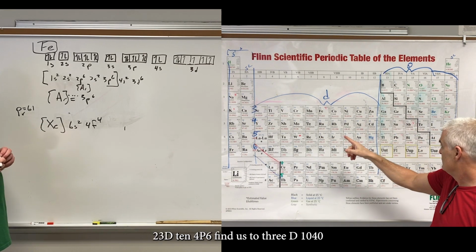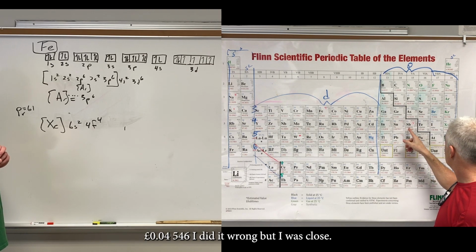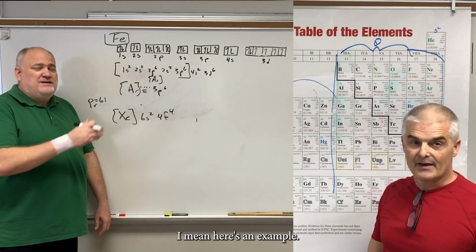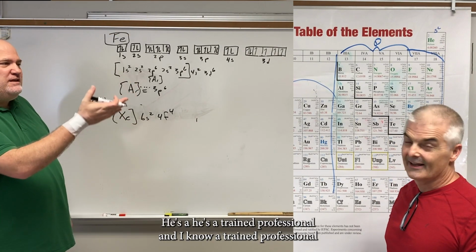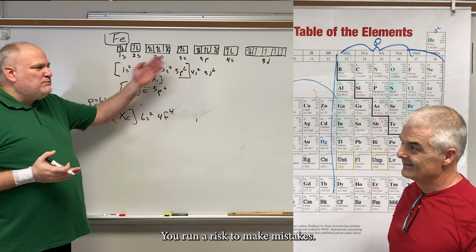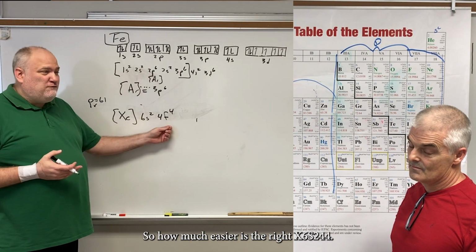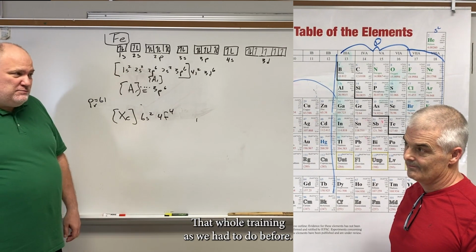4p6, 5s2, 4d10, 5p6. I did it wrong, but I was close. Here's an example: he's a trained professional, and I even screwed up. Having to do that many, you run a risk of making mistakes. So how much easier is it to write Xe 6s2 4f4 than that whole shenanigans we had to do before?